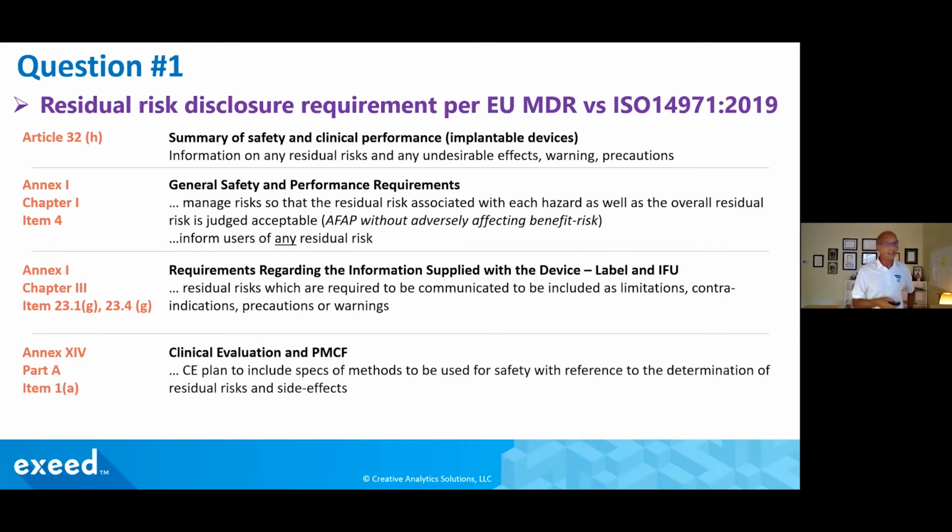Annex 14, clinical evaluation. So what they're asking is to have a process in place, a definition, a specification, and methods used for safety with reference to the determination of residual risks. So that's as far as, and there are some areas where they also talk about more residual risk, but I thought this was most important.